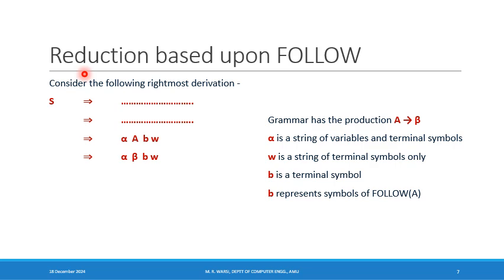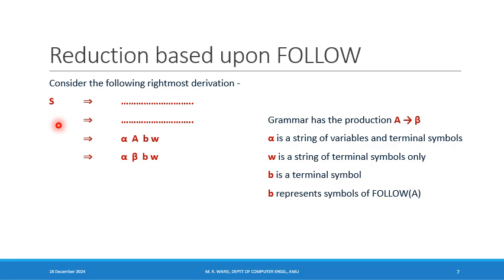Reduction is one of the operations performed by the bottom-up parser, and in the SLR parsing table, reduction takes place based upon the follow of the variable, and we'll try to understand the reason behind this. Let's assume that we have a grammar in which there is a production capital A derives beta, and as you know, in the bottom-up parsing we are performing the rightmost derivation in the reverse order.